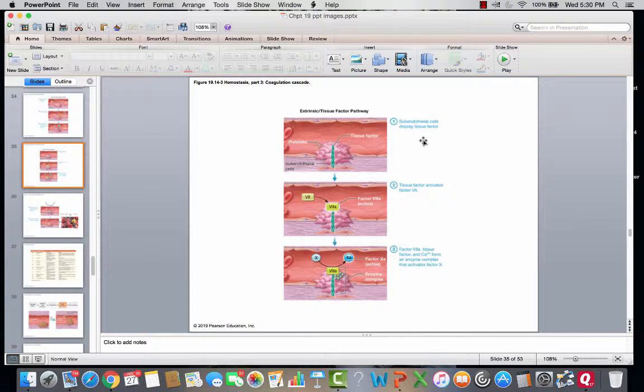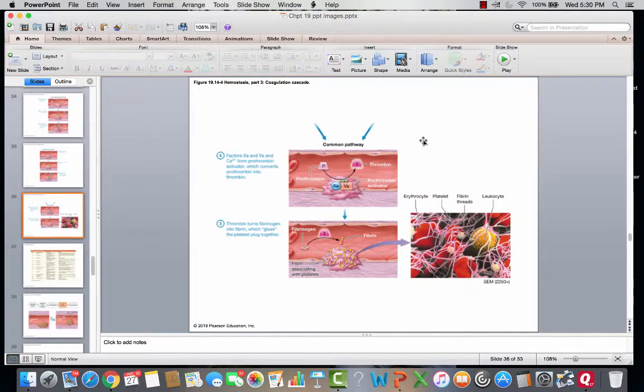So this describes the extrinsic, intrinsic, and common pathways. And the end result looks like spider webs. The reason there are red cells in there is because they get caught up in the sticky fibrin threads as they pass by. So in this diagram, this is an actual scan where we see the fibrin threads, these pink things, and then we see a caught up erythrocyte, platelets, and leukocytes that kind of get caught up in the plug.